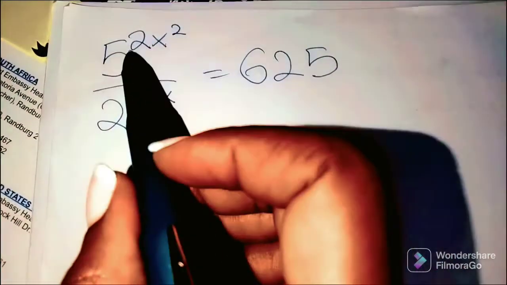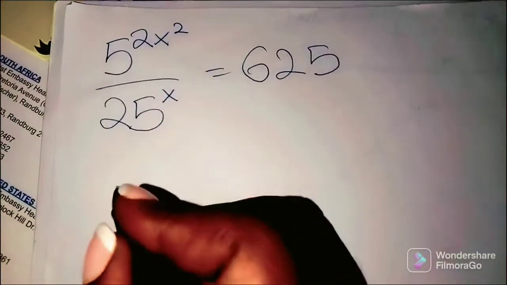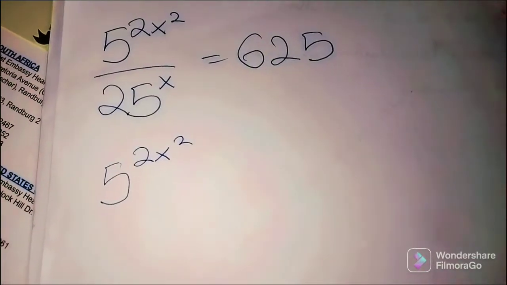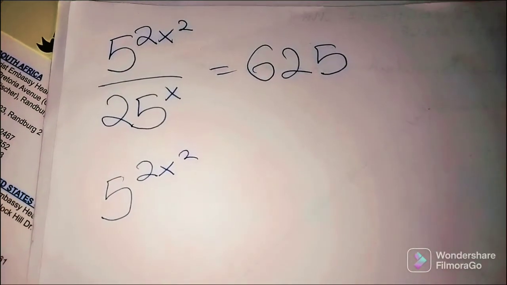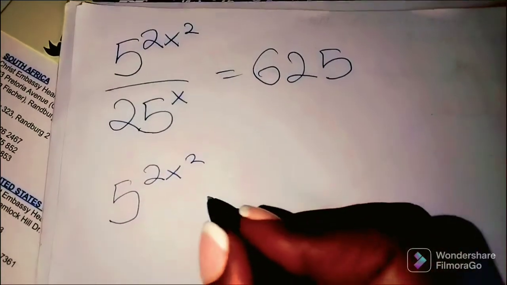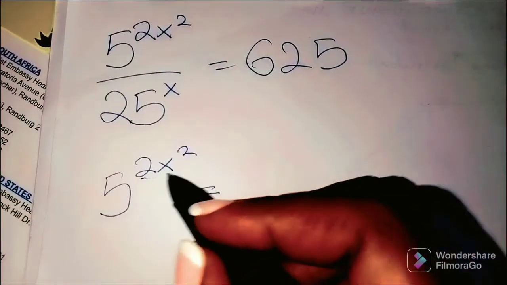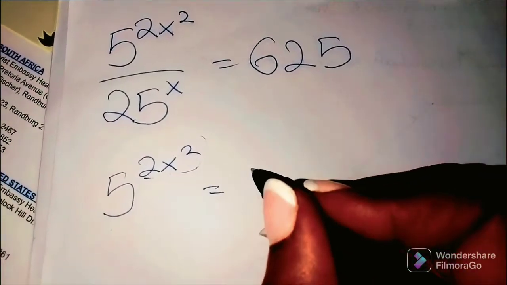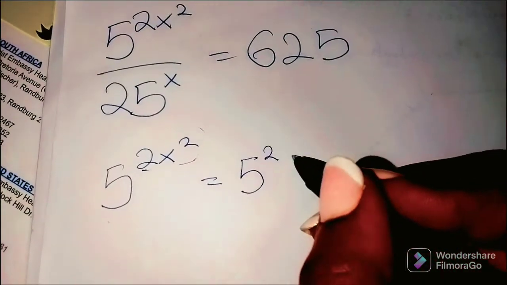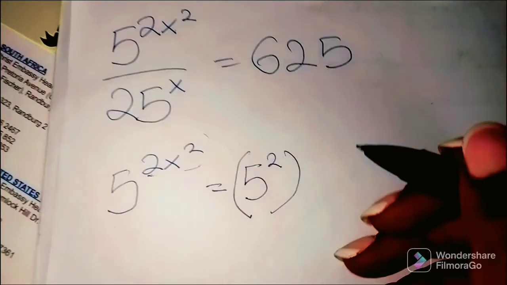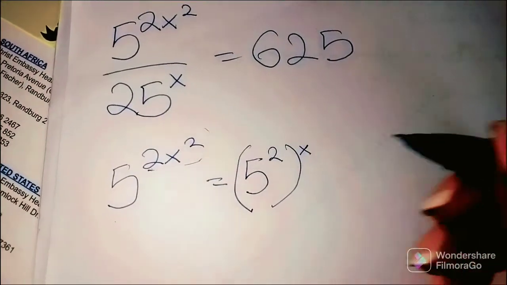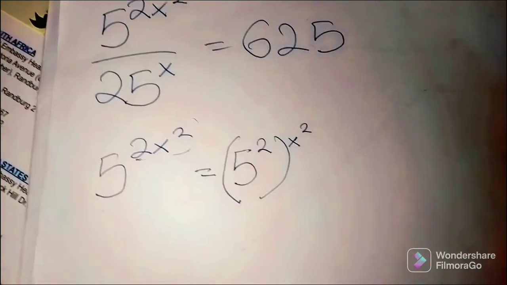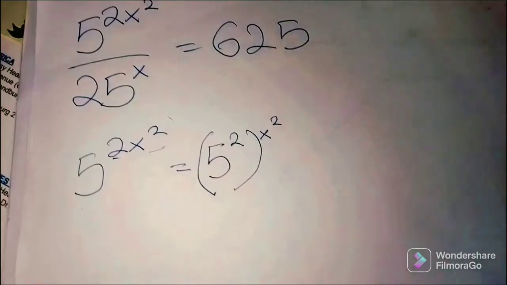First of all, I will break down this first term, 5 raised to power 2x squared. So I would like to break down the exponential with a base of 5. So we have 5 raised to power 2. Now using the multiplication law, we'll have 5 raised to power 2x squared. Okay, now, oh, so wonderful, because I'm seeing something popping up here.